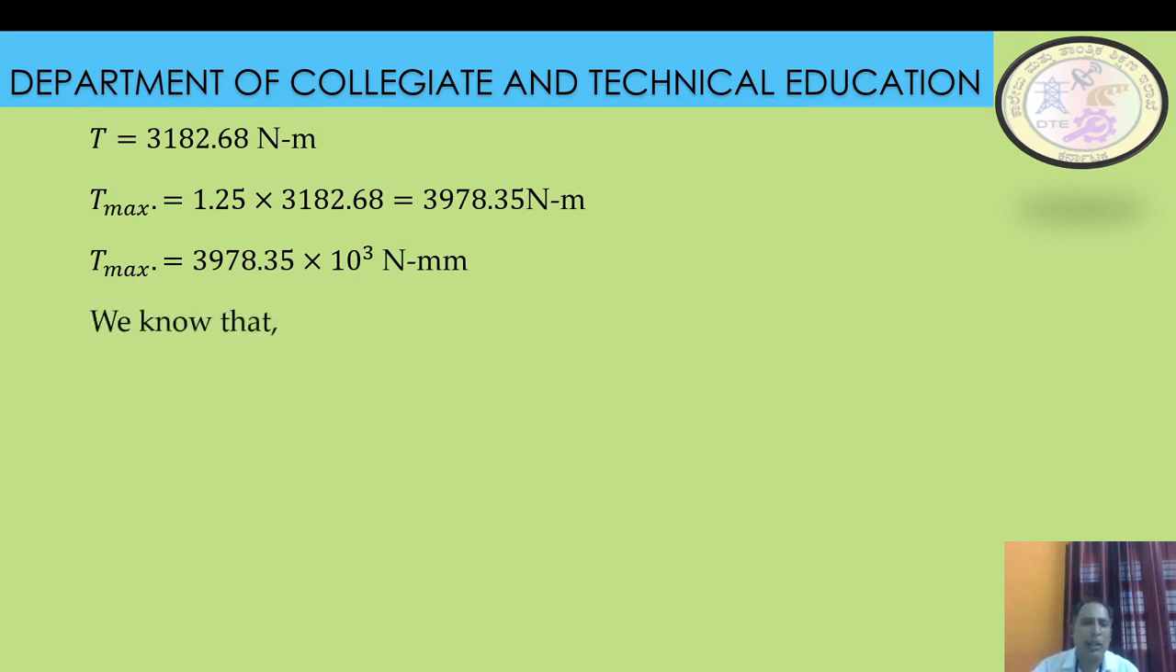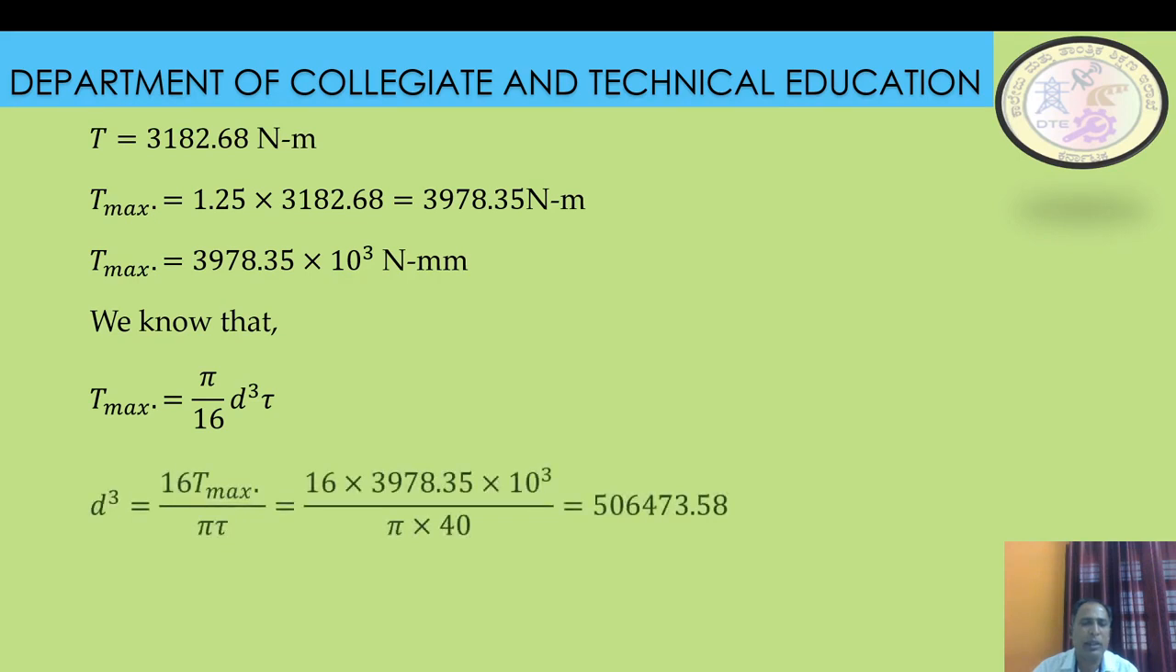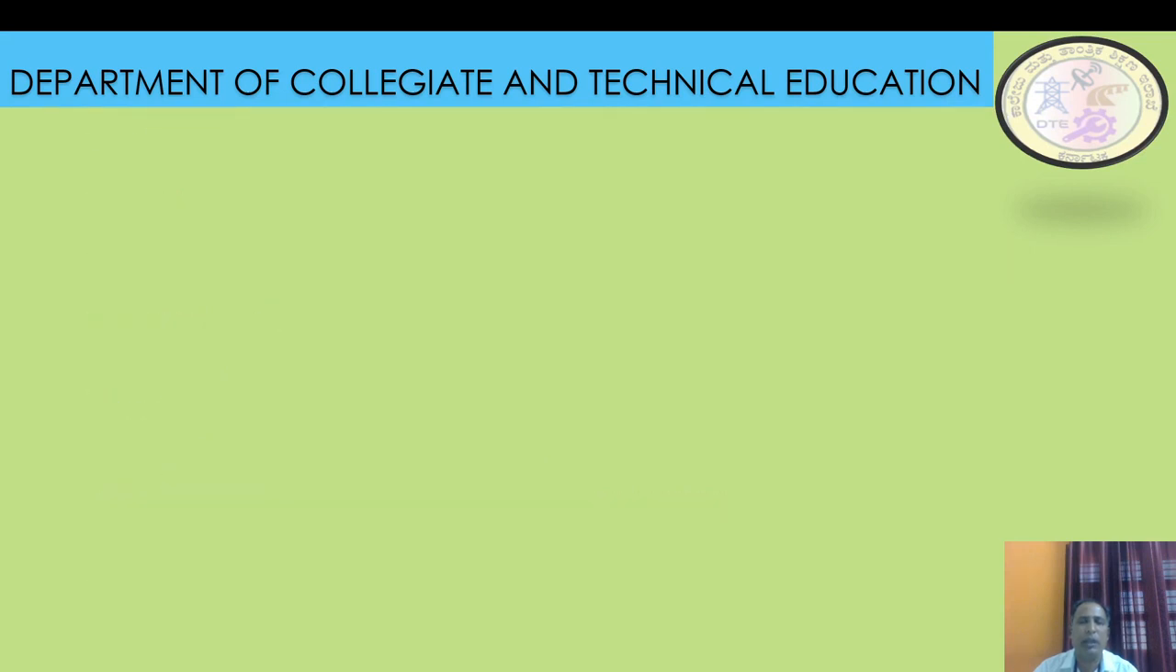After calculating the maximum torque, now we can calculate the diameter of the shaft. As we know, T maximum is equal to pi by 16 d cube into shear stress, that is tau. So therefore, d cube is equal to 16 into T maximum divided by pi into tau. By substituting the value of maximum torque and the shear stress, we will have the d cube value, and then d is equal to 79.71 mm, that can be taken as 80 mm.